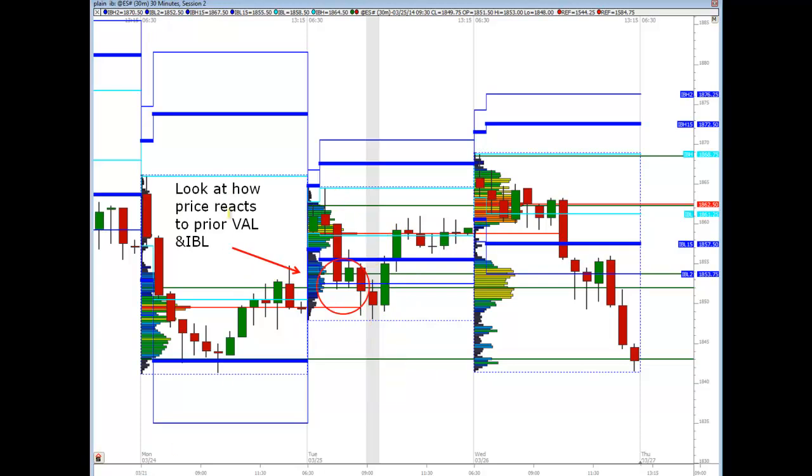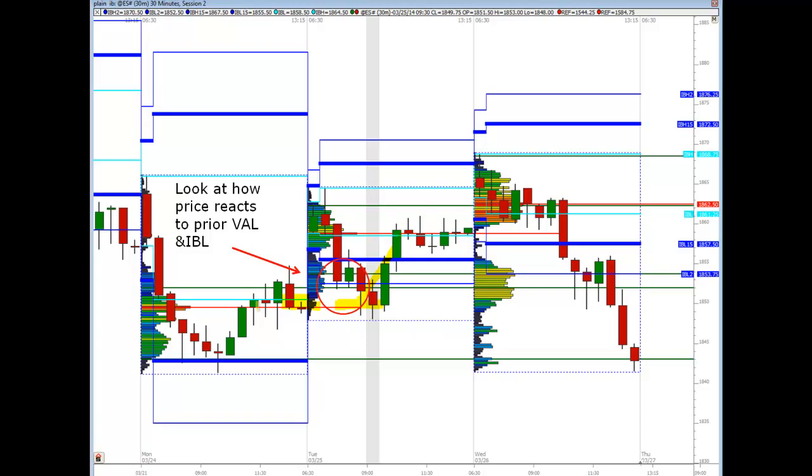We continued to hover around it. If you look at how price reacts to prior value area lows and initial balance lows, this will help you in determining whether the trade you are about to take is a good one or not. So in this case, when we drop down here, we find that we have an initial balance low in tandem with a volume point of control. And look at how price reacted to that. It immediately found support. That's an important level. The two levels together begin to reinforce one another, and then we see a bounce off of that level, and prices tend to move a little bit higher.